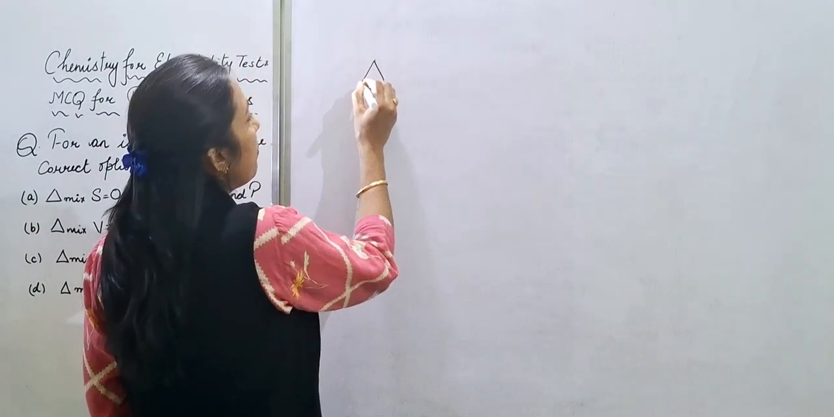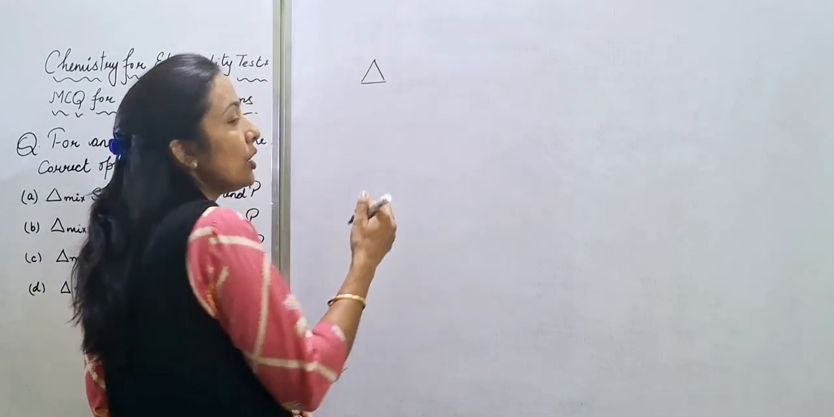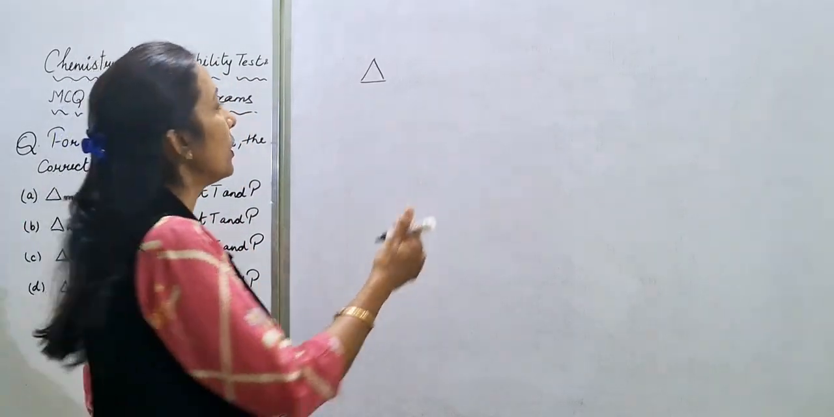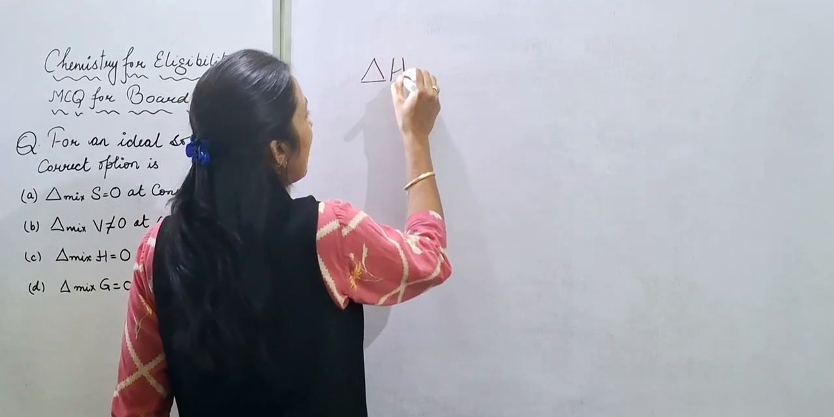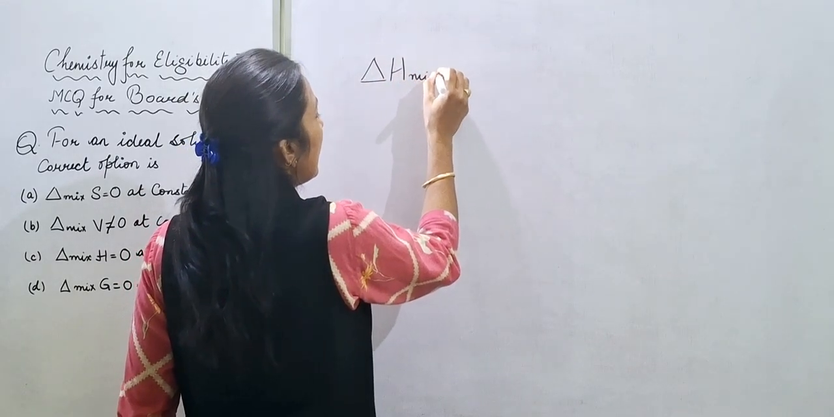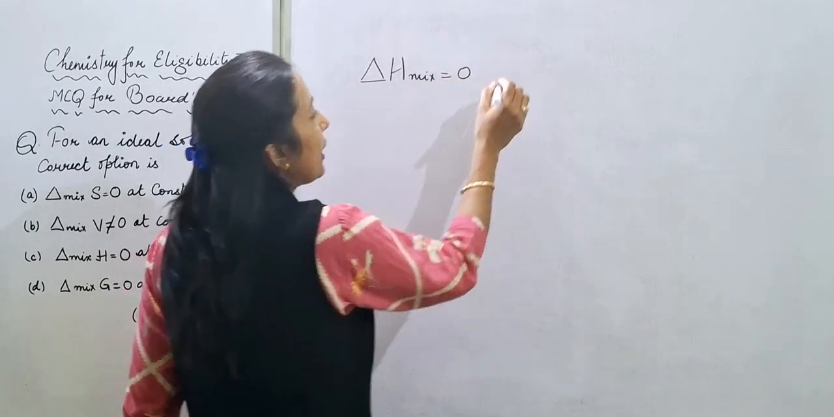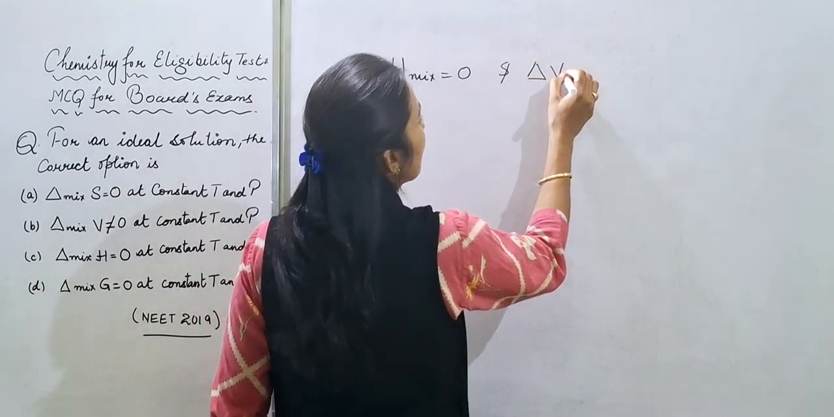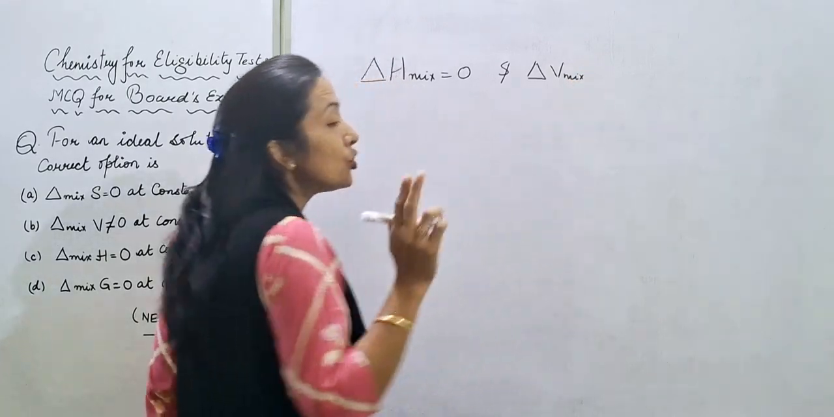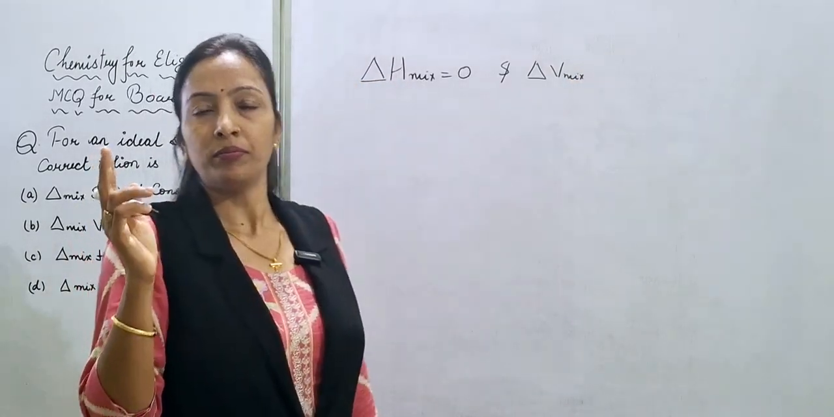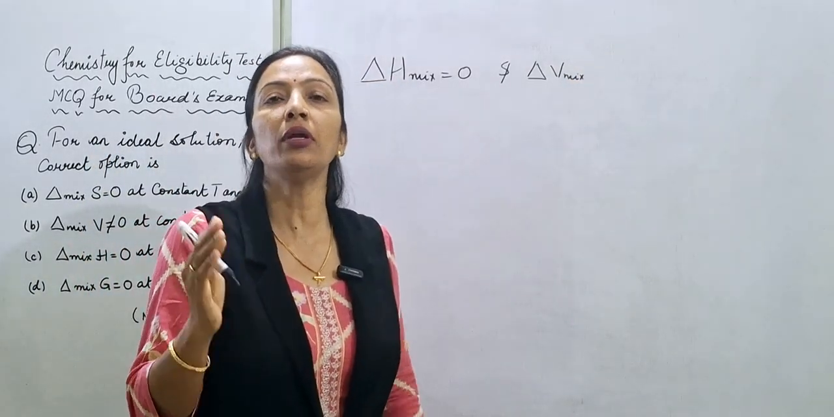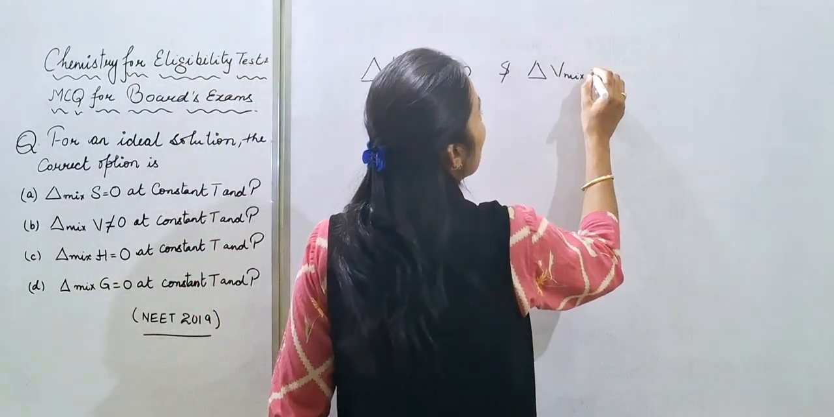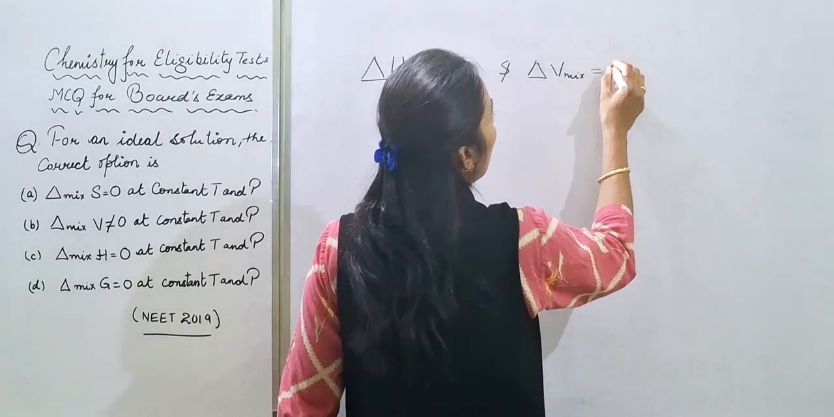change in enthalpy, means the change in energy, is zero: no heat is evolved and no heat is absorbed. So the change in enthalpy equals zero. And the second condition is the change in volume on mixing. When we mix the two liquid components, there will be no change in the volume also. So delta volume mix, or change in volume mix, equals zero.